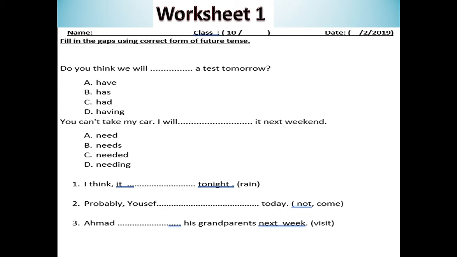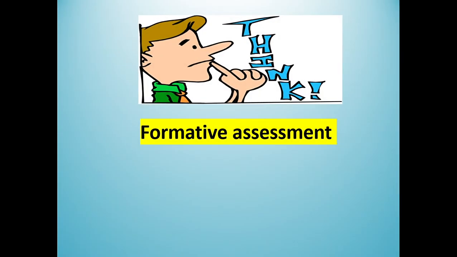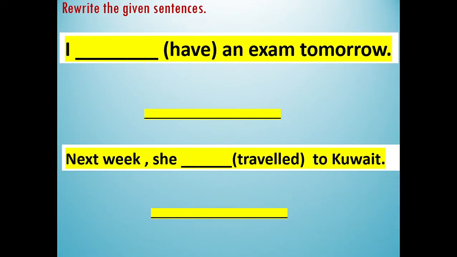Complete or correct the verbs between brackets. I think it will rain tonight. It's a prediction with no evidence. Probably, I'm not sure. Yusuf will not come today. I'm not sure. Ahmed will visit his grandparents next week. Rewrite the given sentences with the correct form of the verb between brackets. You can pause the video and present your own answers.